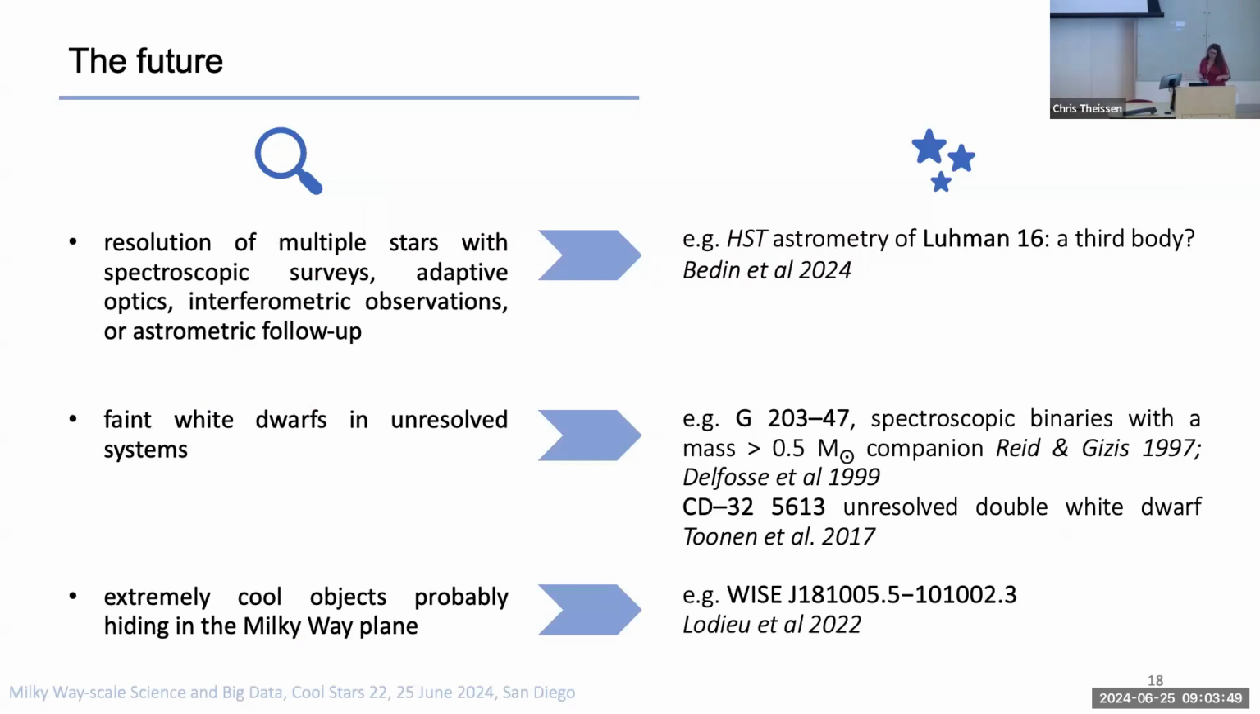So we expect to resolve multiple stars in systems with different techniques, spectroscopic, adaptive optics, and so on. And for instance, here I put a recent paper, follow-up astrometry from HST of Luhman 16, which opens the door for the existence of a third body. Also, we may find faint white dwarfs in unresolved systems. There are actually 2 candidates in the 10 parsec sample, and extremely cool objects hiding in the Milky Way plane, such as this one that has been found 2 years ago.